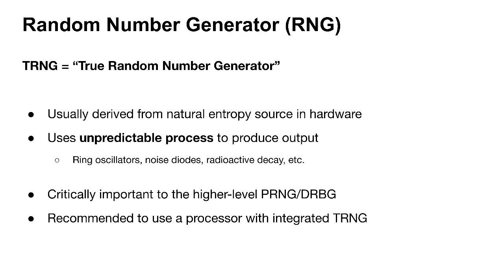So starting with a TRNG, this is usually derived from a natural source of entropy in hardware. It uses some kind of unpredictable process to produce output. That might be ring oscillators or noise diodes or radioactive decay. There's a lot of things that people use there. Like we mentioned, it's critically important for the higher level PRNG or DRBG to be seeded by a TRNG that has random entropy. Where it's possible, we recommend you use the one that's integrated into your processor.